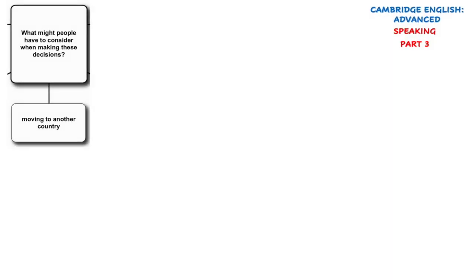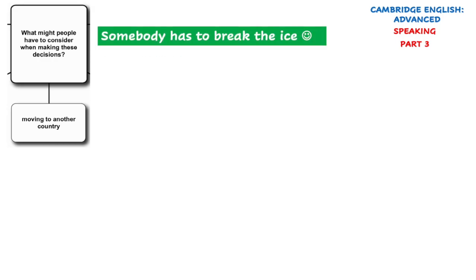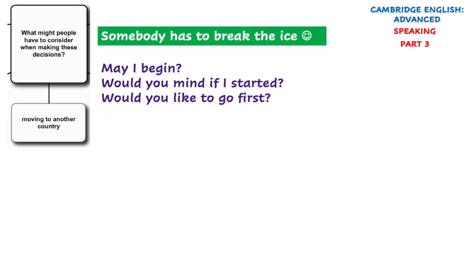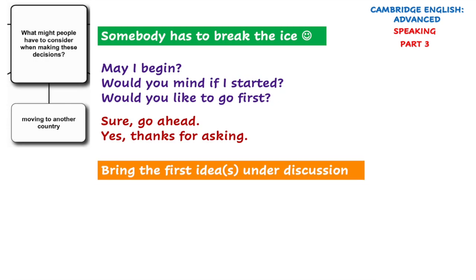And once you start talking, well, somebody has to break the ice. So you can ask, may I begin, or would you mind if I started? Would you like to go first, in case you want to invite your partner to start? And your partner will have no choice but to say, sure, go ahead, in case you offered to begin, or yeah, thanks for asking, in case you invited them to start. Don't forget, once this happens, immediately you need to bring the first idea or ideas under discussion.